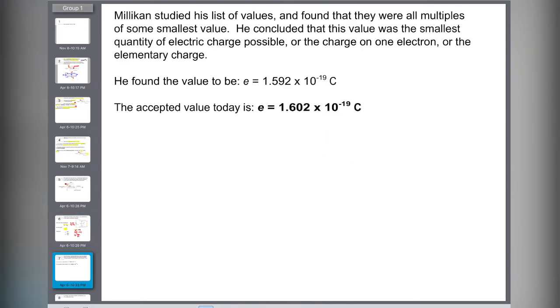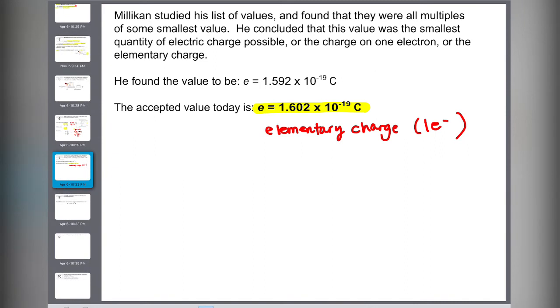So he repeated it over and over again. And finally, the scientifically accepted value of e, the elementary charge, is 1.6 times 10 to the negative 19. Okay, elementary charge, or basically the charge of 1 electron. And since we know protons have the same charge, it's also 1.602 times 10 to the negative 19.